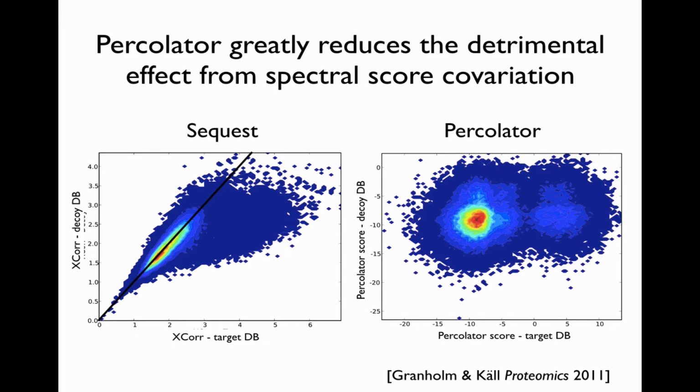So that means that some spectra, even though they are completely correctly matched, you won't be able to threshold using normal thresholding techniques.